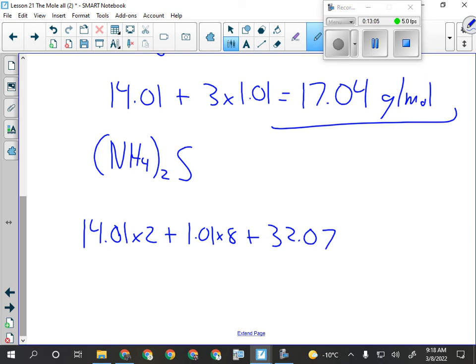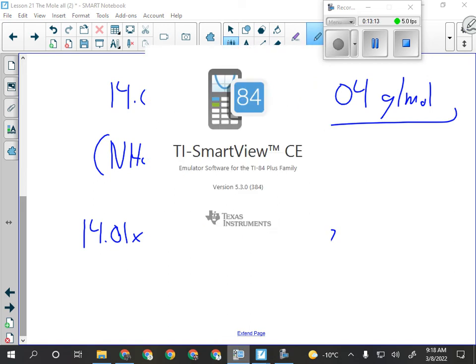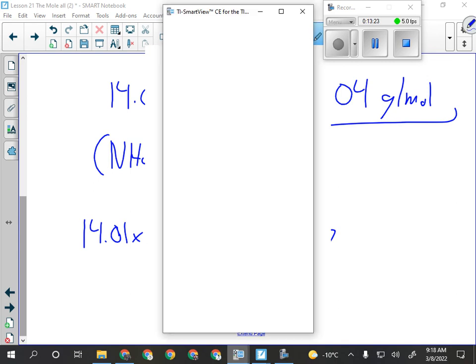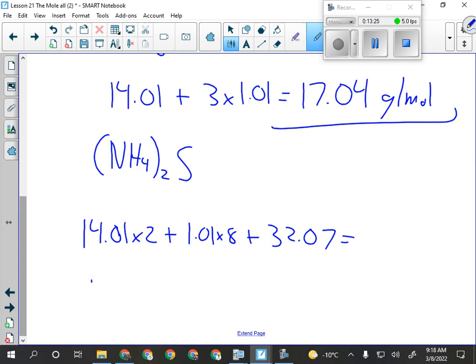All right, so now I would add those together. So 28.02, 36.1, 68.17. Who needs a calculator? Me. That's who. I shouldn't do that. Okay, and what's wrong with that? No units. What are the units? Grams per mole, because this is the mass of 1 mole of ammonium sulfide.